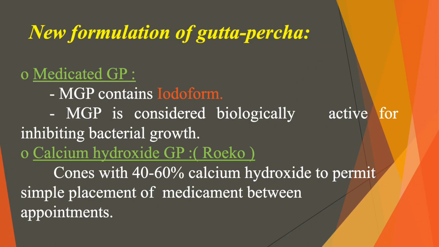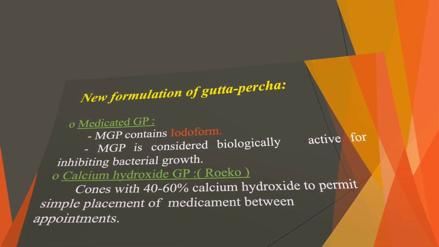There is a new formulation of gutta percha in the market. It's a medicated gutta percha. We put iodoform in the gutta percha, so it becomes a medicated gutta percha to inhibit bacterial growth. And also there is a calcium hydroxide gutta percha, cones containing 40 to 60% calcium hydroxide to permit simple placement of medicament between appointments and to permit healing for the periapical tissue.